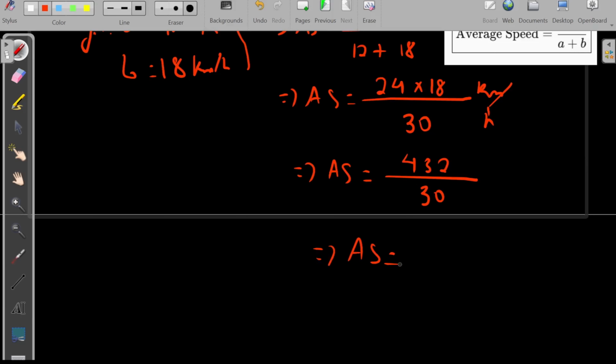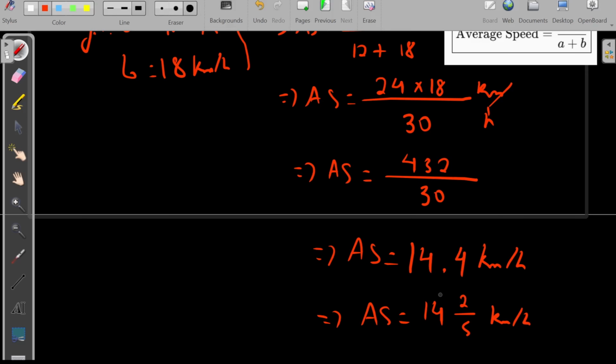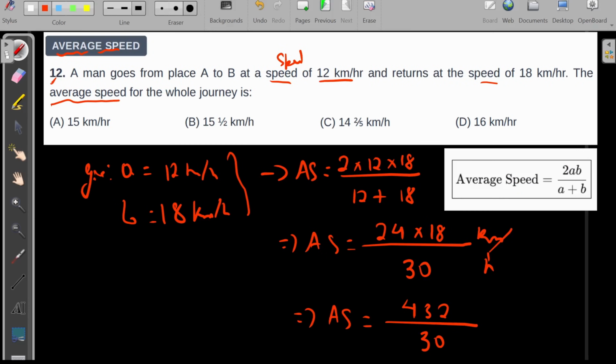Now the average speed equals 432 over 30, which gives me 14.4 kilometers an hour. I can write the average speed as 14 and 2 over 5 kilometers an hour. So this is the average speed for this question. If we take a look at the options, we see that option C is the correct answer, which is 14 2 over 5 kilometers. Now let's take a look at another method to solve the same question.